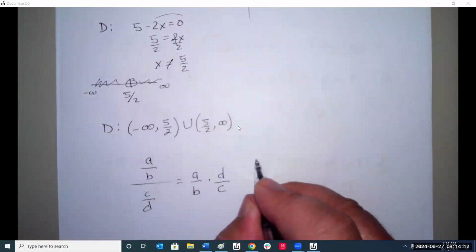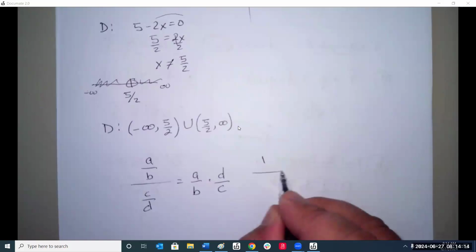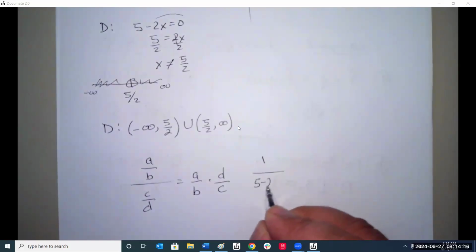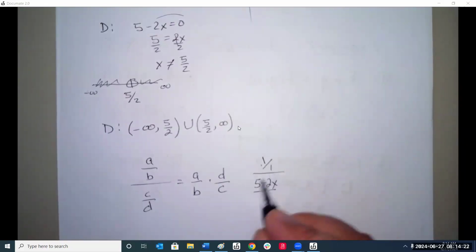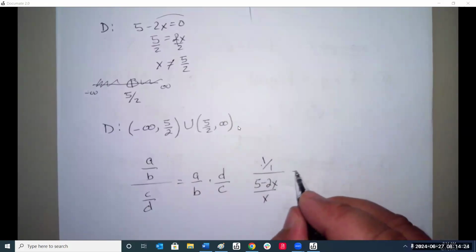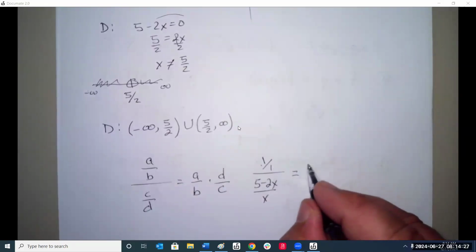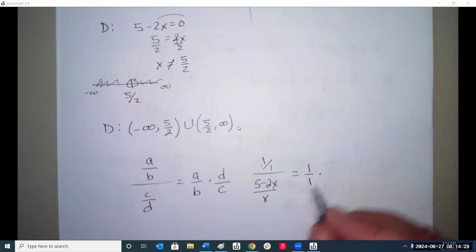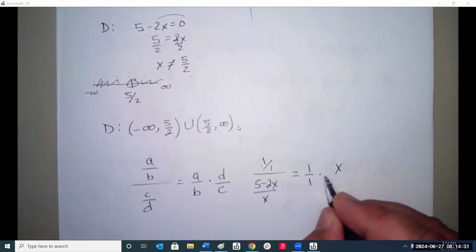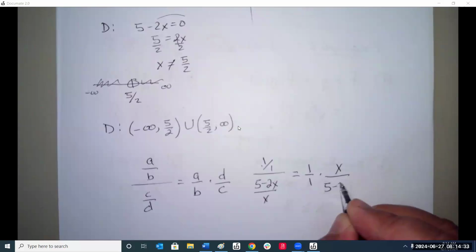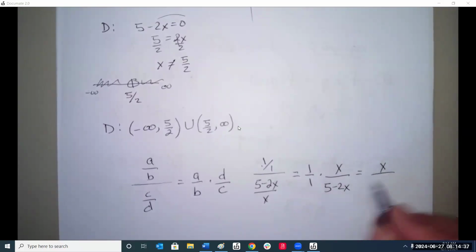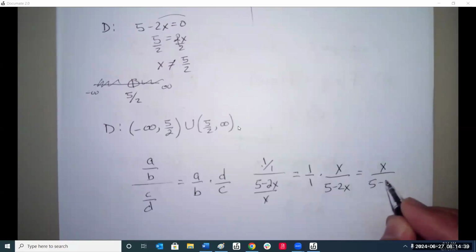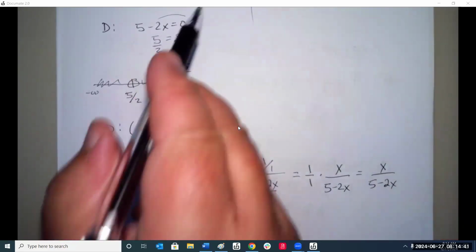We had 1 over 5 minus 2x over x. So it's a fraction over a fraction. So take the top fraction, leave it alone, multiply it by the flip of the bottom. 1 times x is x, and 1 times that is that. So that's how we got our equation.